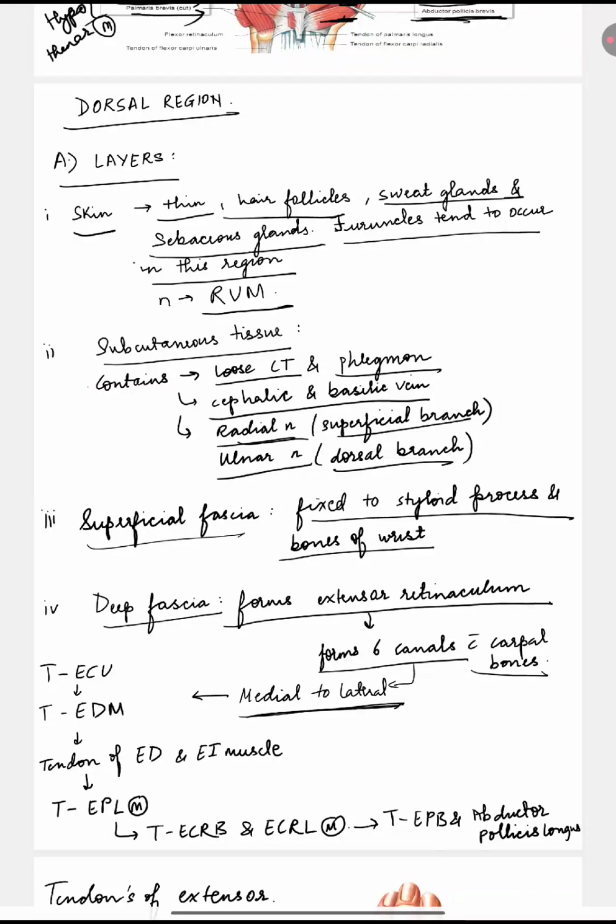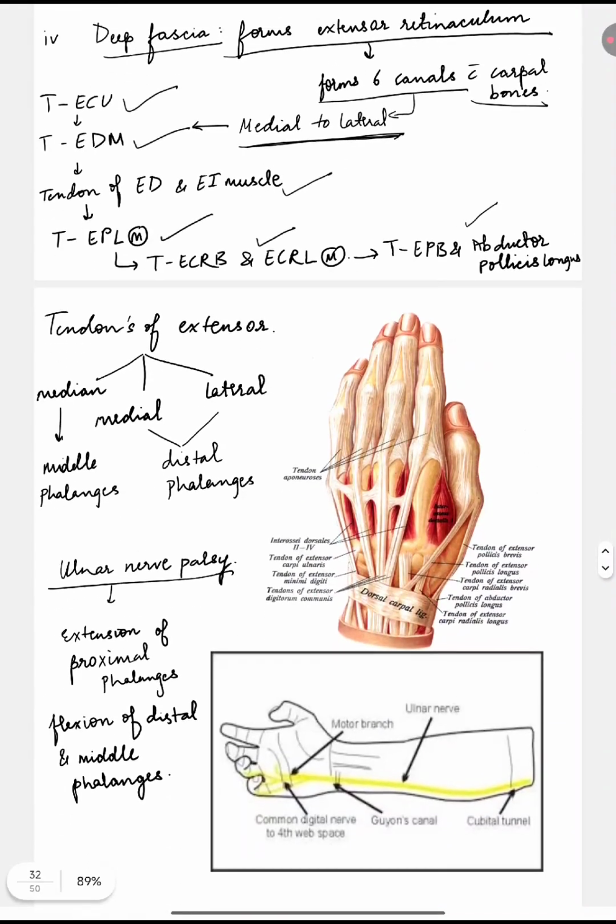First one, tendon of extensor carpi radialis, then tendon of extensor digiti minimi, tendon of extensor digitorum and extensor indicis muscle. Next is tendon of extensor pollicis longus muscle, tendon of extensor carpi radialis brevis and extensor carpi radialis longus muscle, and next is tendon of extensor pollicis brevis and abductor pollicis longus muscle.